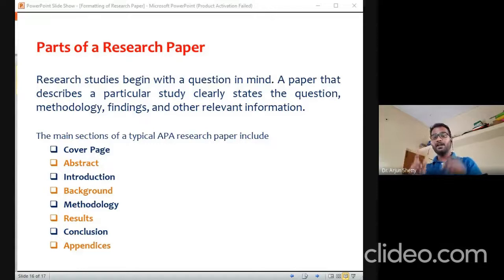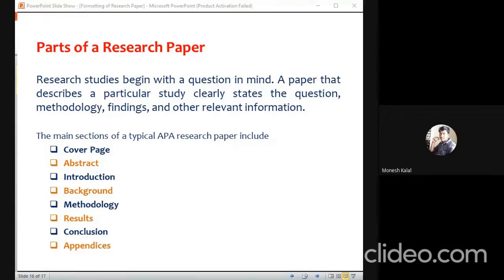Fine. When it comes to the research article, the cover page should contain the title of the paper and the keywords. We will tell you what those keywords are. The next will help you. Any doubts?